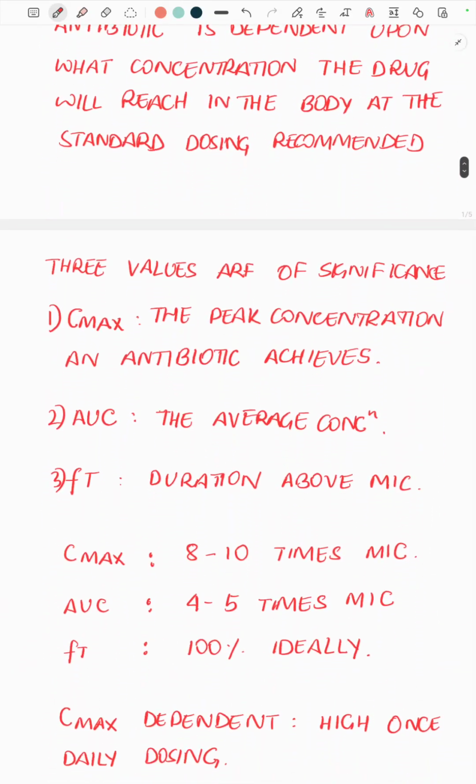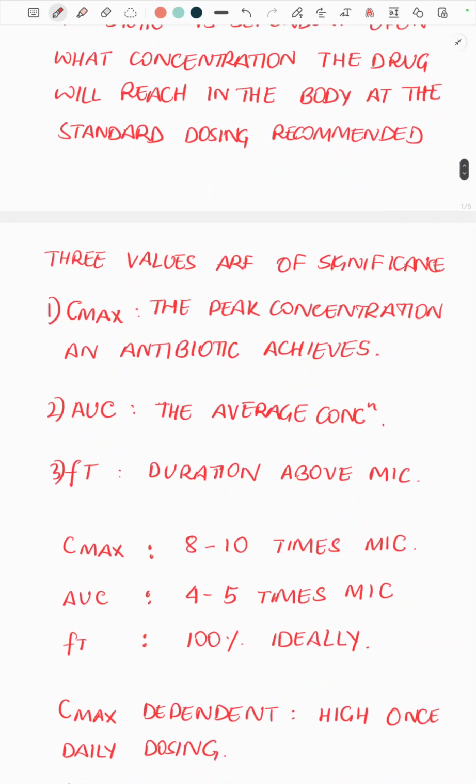Three values are of significance. The first is the CMAX. This is the peak concentration an antibiotic achieves. The AUC is the average concentration over a period of time. So the antibiotic builds up, plateaus, and then falls. We look at that. And then the duration above the MIC: how long was the antibiotic able to achieve that? Ideally, it should be 100%.